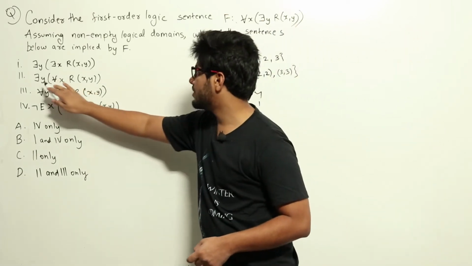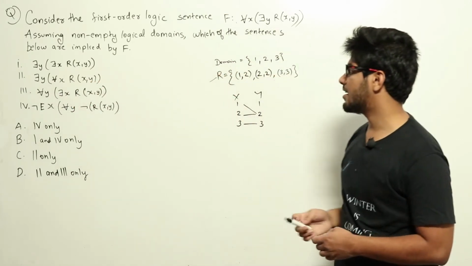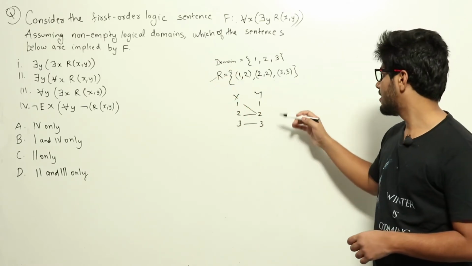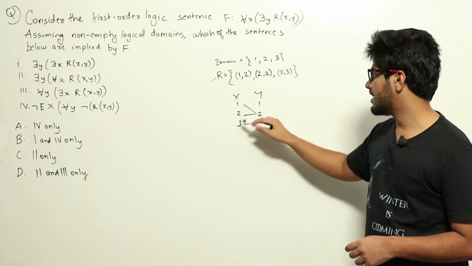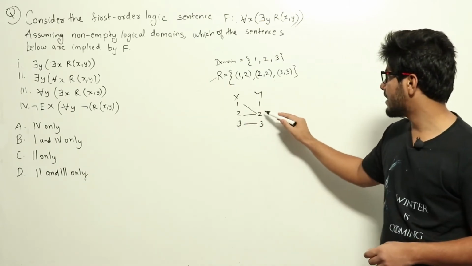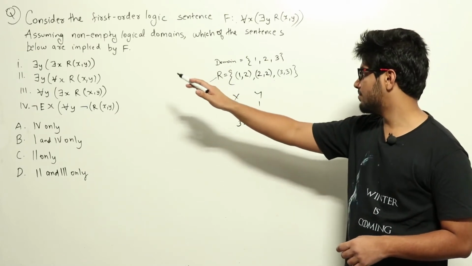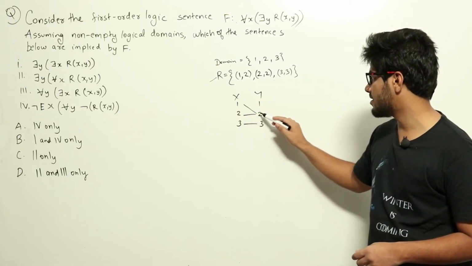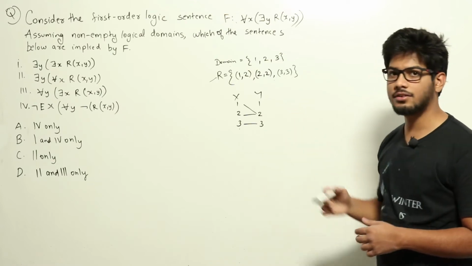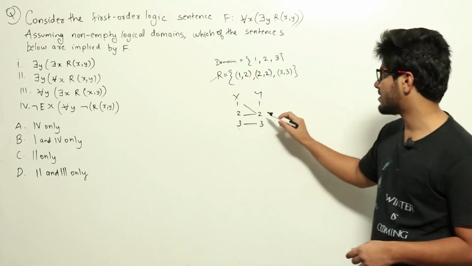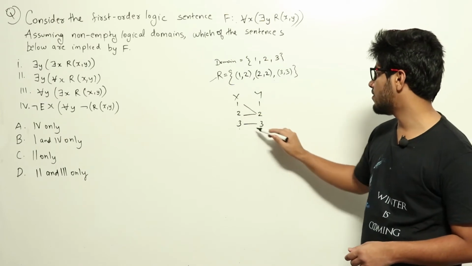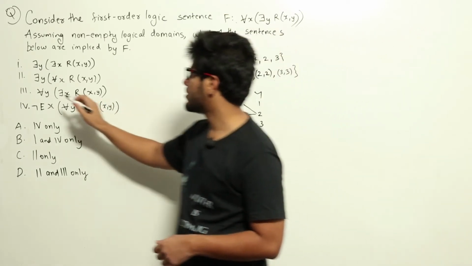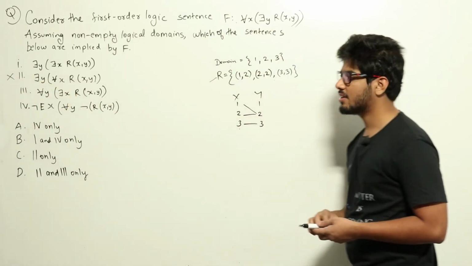Let's take statement 2. There exists y such that for all x, x is related to y. So there should be some y such that for all x, x is related to that y. Now if you look, for y equal to 1, this y is not related to any x, so it is false. If y equal to 2, then for all x, x is related to y: when x is 1, it is related to 2. When x is 2, it is related to 2. That's fine. But when x is 3, it is not related to 2. So the statement is false for y equal to 2 as well. If y is 3, clearly x equal to 1 is not related to that y. So saying that there exists y for all x, x is related to y is false. We got a counter example, so this statement is definitely false.